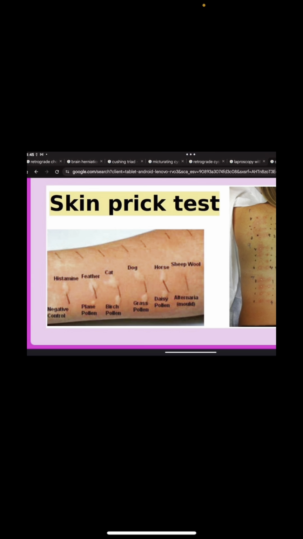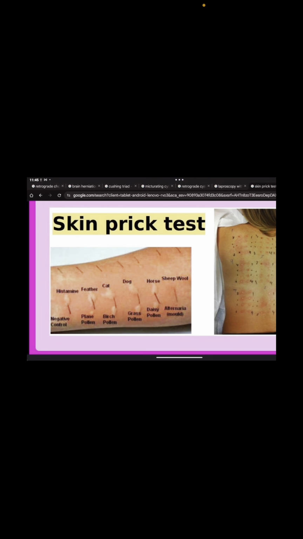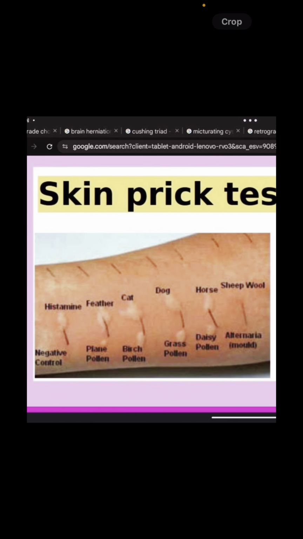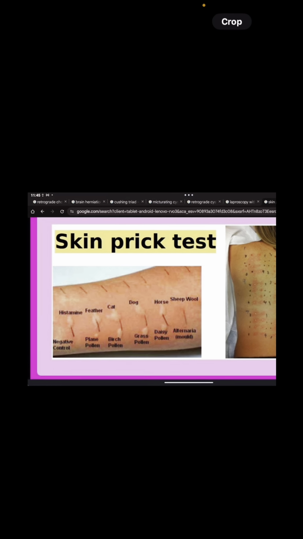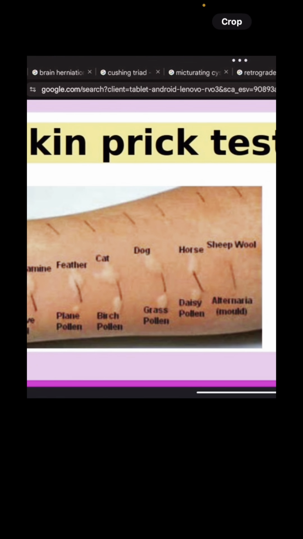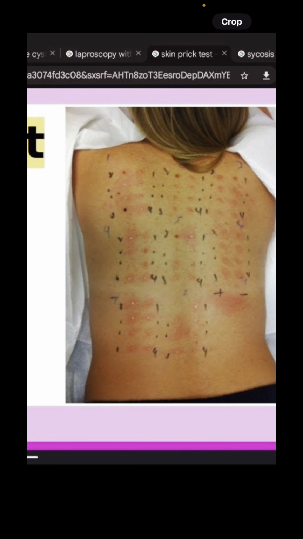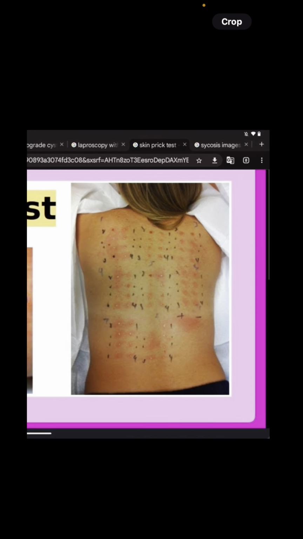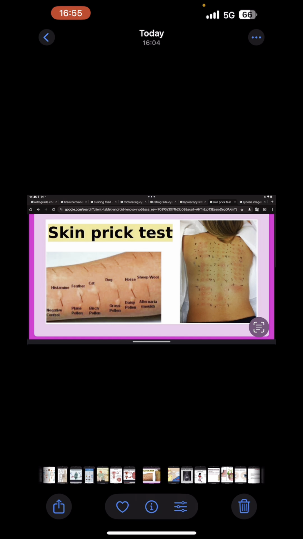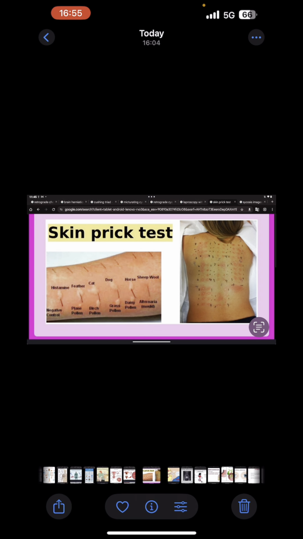Next is skin prick test. In skin prick test, what the doctor does is use all the things which are possible allergens and inject them into the patient's skin. So as a result, when we see edematous results, we'll come to know which allergen the patient is allergic to, and which are the things which should be eliminated from the patient. The patient shouldn't contact those things.